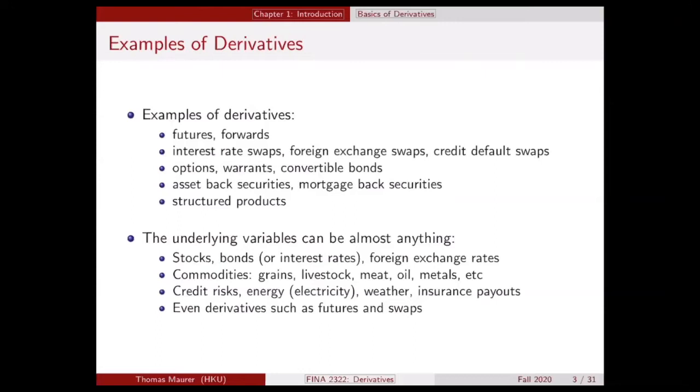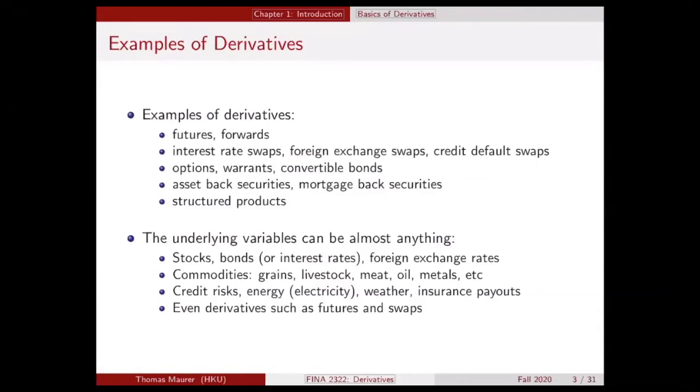Options, warrants, and convertible bonds are basically contracts which give an option to one party to decide whether he wants to buy or sell an underlying asset at a predetermined price. Then there are asset-backed securities and, as a special case, mortgage-backed securities. These are quite interesting contracts which came under scrutiny in the global financial crisis. And these are basically contracts which combine many securities together and then give payoffs based on the value of these securities. And I'm going to give some examples towards the end of this chapter.